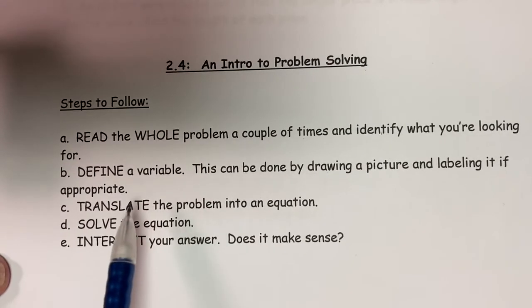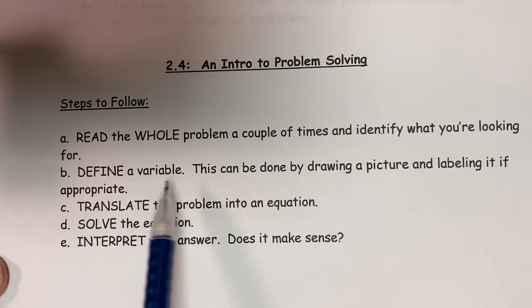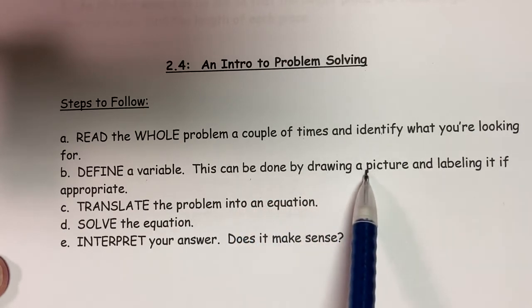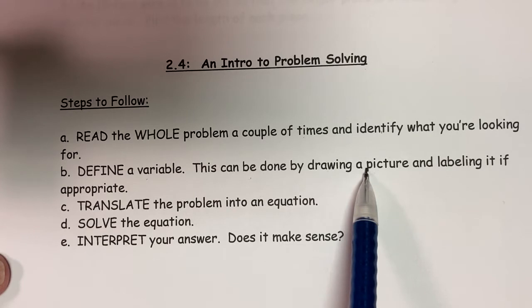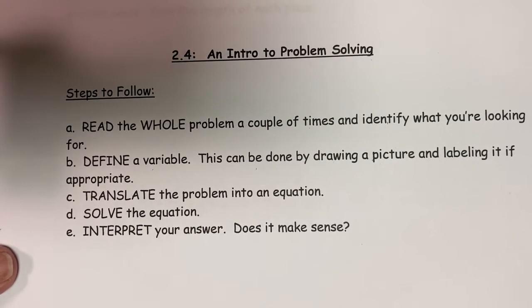The next thing that you're going to do is what we call define the variable. That can be done a couple of different ways. You can just pick a variable and define it. X equals Tom's age would be an example of that. You can also define the variable by making a drawing and labeling it if that is an appropriate way to define your variable. So if it's a geometry problem about a rectangle or a triangle, you can actually just go ahead and draw a picture and label the sides. So you must define your variable.